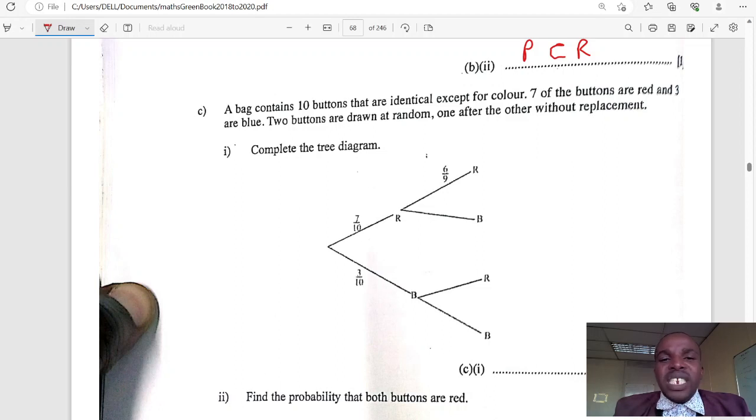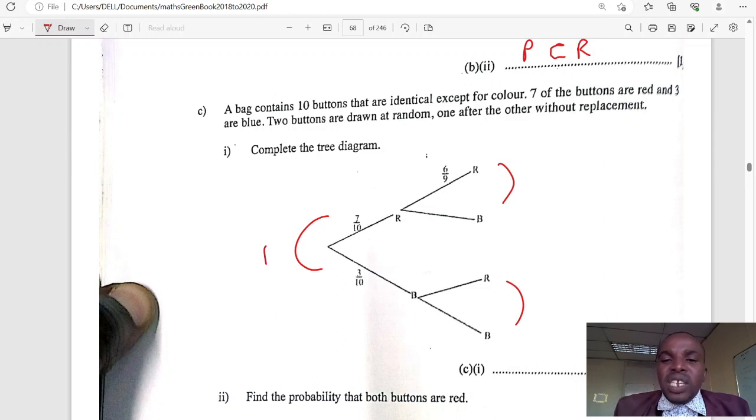The next part: a bag contains 10 buttons that are identical except for color. 7 of the buttons are red, 3 are blue. 2 buttons are drawn at random, one after the other without replacement. Complete the tree diagram. If you add this branch and this branch, you must get 1. Even this branch and this branch, you must get 1. This branch and this branch, you must get 1. Right? That's the other thing.